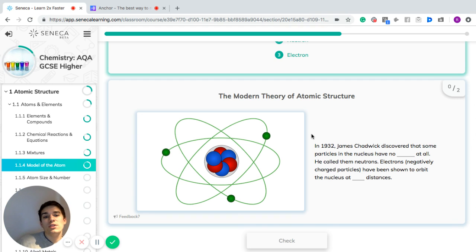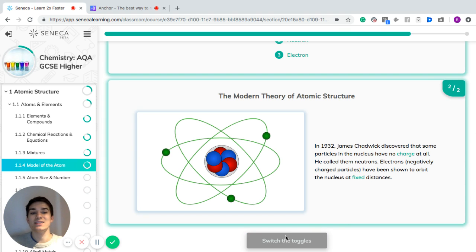And also remember that in 1932, James Chadwick discovered that some particles in the nucleus have no charge at all. He called these neutrons. Electrons are the negatively charged particles, and they have been shown to orbit the nucleus at a fixed distance.